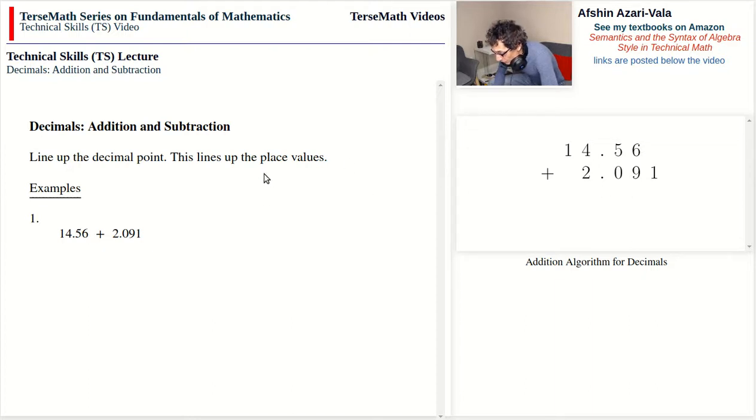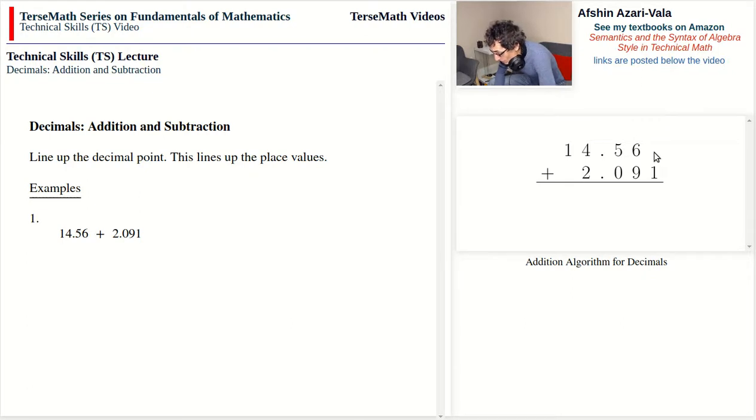And going back to the point I was trying to make, where I said that this lines up the place values, if you take a look, by lining up the decimal point, I've made sure that the ones are lined up, the digits in the ones, the 4 and the 2, and so we will be adding ones to ones. And on this side we will be adding, let's say here, hundreds to hundreds. Okay, so now we draw a line, and then we start adding the digits in the same column.